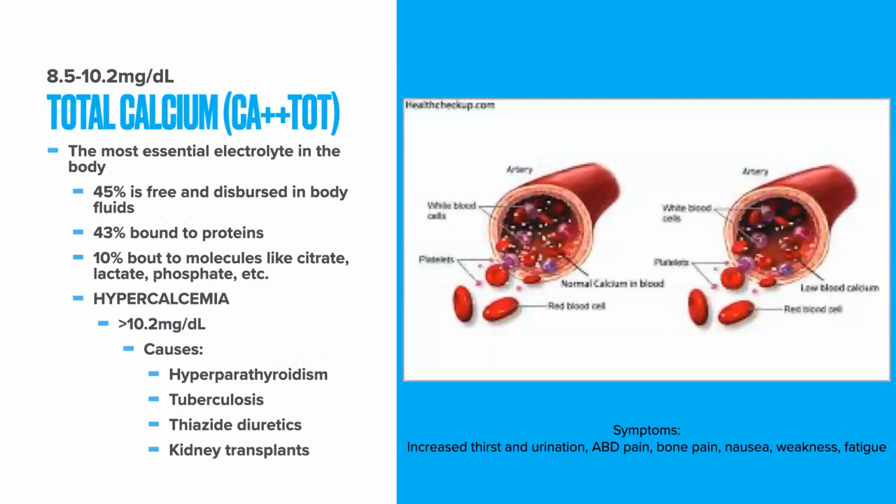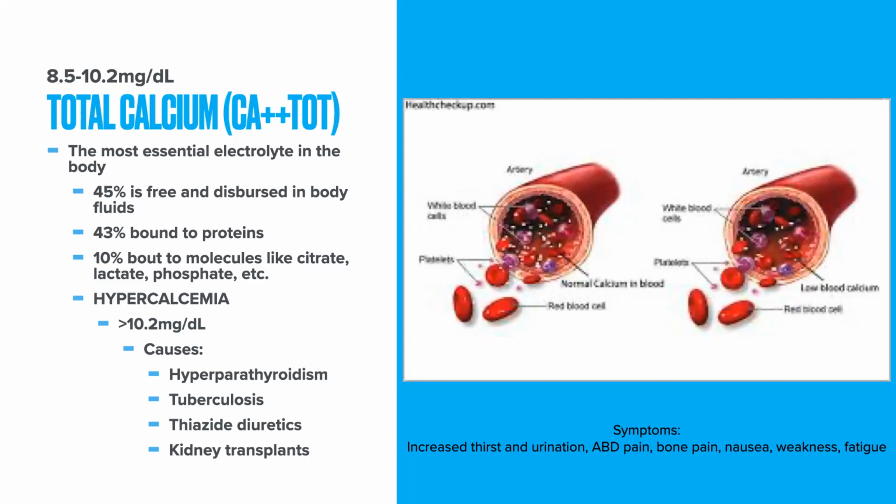Total calcium. This looks like TOT, CA. It might look a little bit different. Calcium is usually written on lab values as CA or CA plus, but this one's going to look different with that TOT, or just T, so that you know that this is total calcium. It's different than regular calcium. It's approximately 8.5 to 10.2 milligrams per deciliter, and it's super essential in the body because it's an essential electrolyte, right? And 45% is free and dispersed in body fluids.